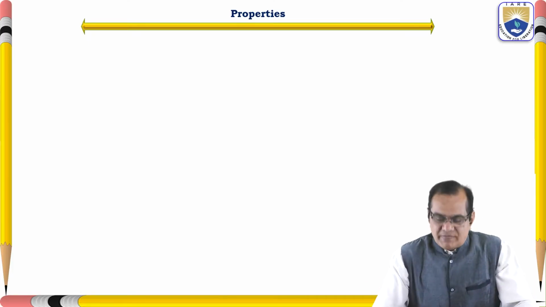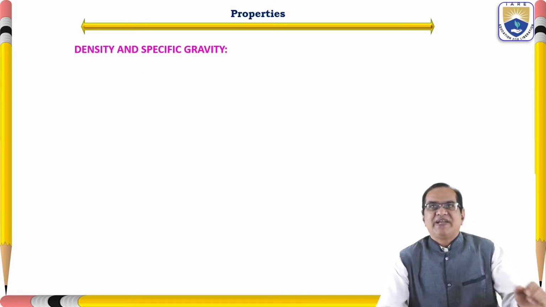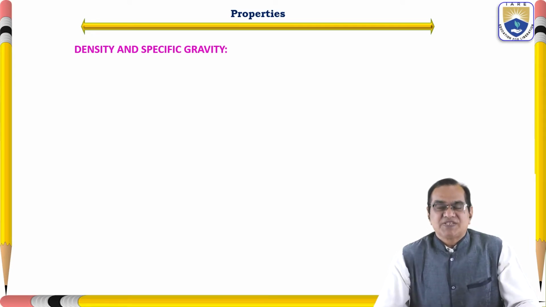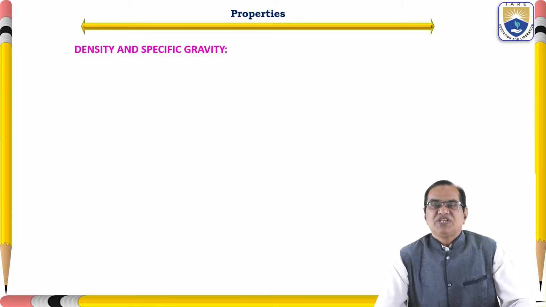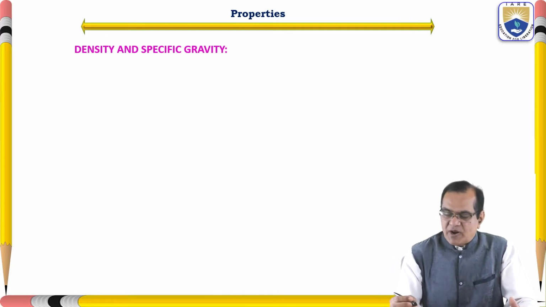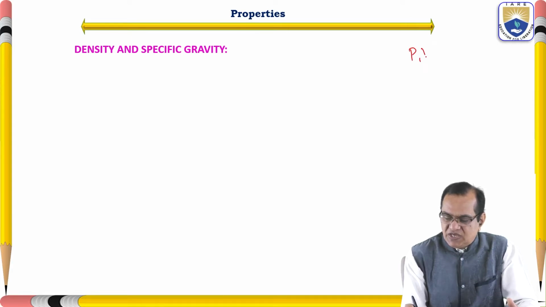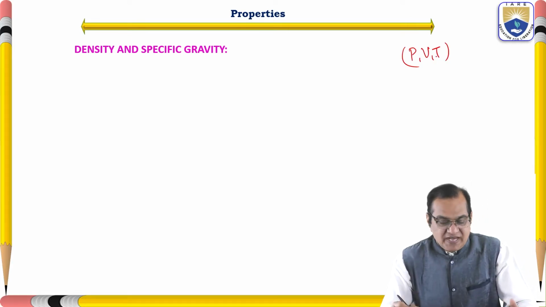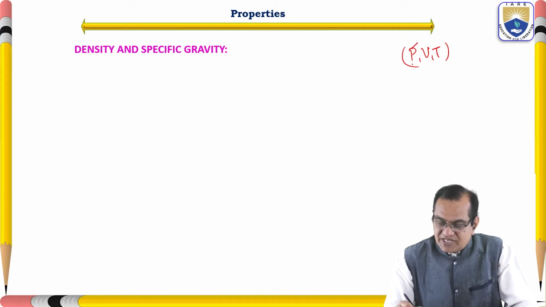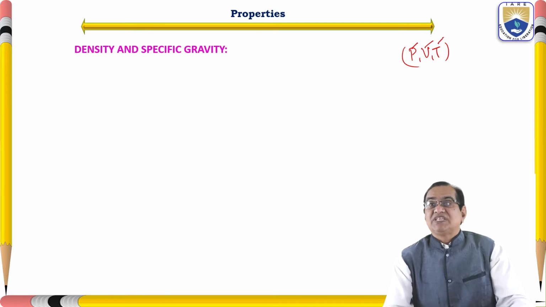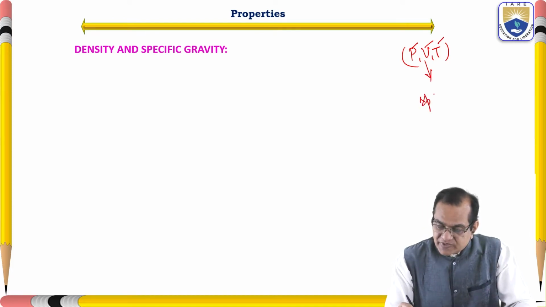Now I will discuss some properties of the system, first the density and the specific gravity, because to find the state of any thermodynamic condition, we need some properties. The basic properties of thermodynamics are P, V and T. Here we have the pressure, the specific volume, and the temperature, but we need the density. You know that specific volume is equal to 1 by density.